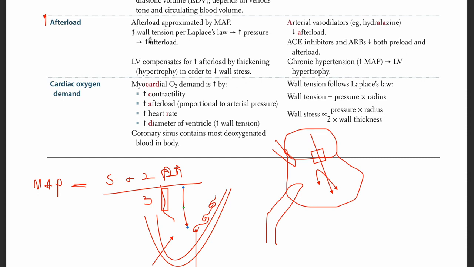It's the increase in wall tension. Wall tension happens when something's wrong with the muscle fibers. So an increase in wall tension, per Laplace's law, increases pressure, and this increase in pressure will increase afterload. So what can happen to this? It can get fibrosed due to ischemia or something like that, like an MI. So the LV compensates for the increase in afterload by thickening, or hypertrophy.